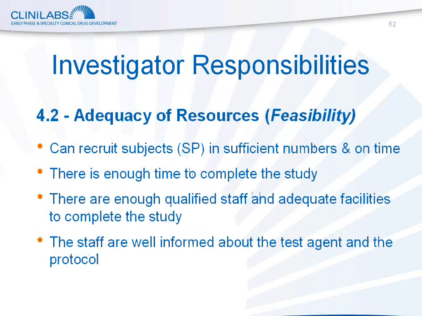The second of these 13 responsibilities is the adequacy of resources, also called the feasibility assessment. So the PI is assessing that their facility can do this study quite well. They can recruit the subjects, the study participants, SP, in sufficient numbers and on time. There's sufficient time to complete the study. There's enough staff, enough facilities to do the study well, and that the staff is qualified, trained, and knows about both the protocol and the test agent or investigational product.